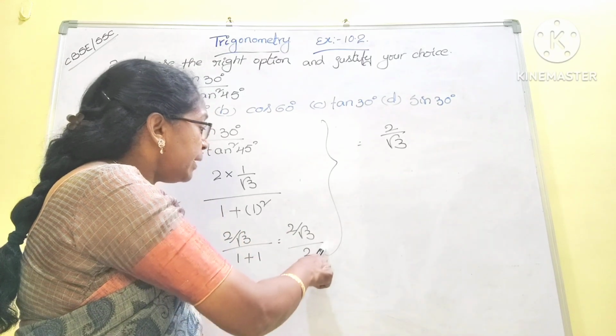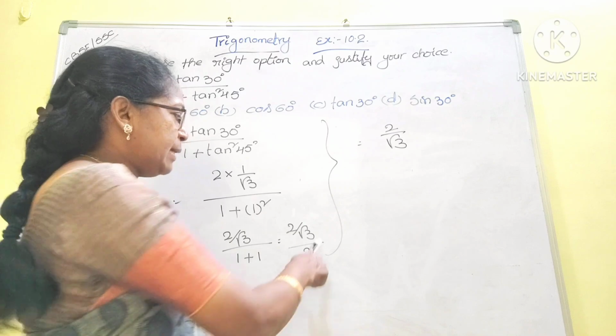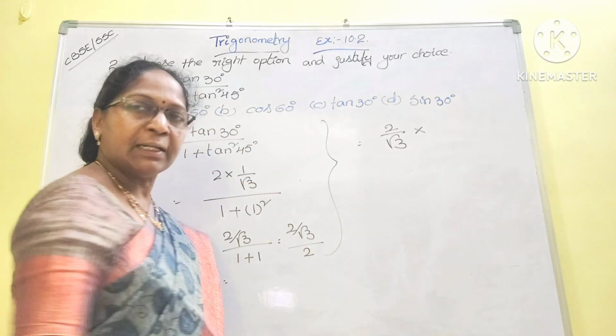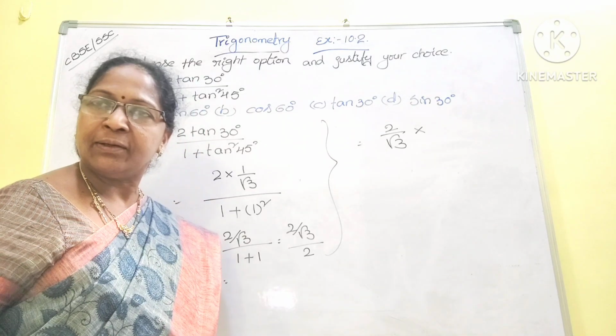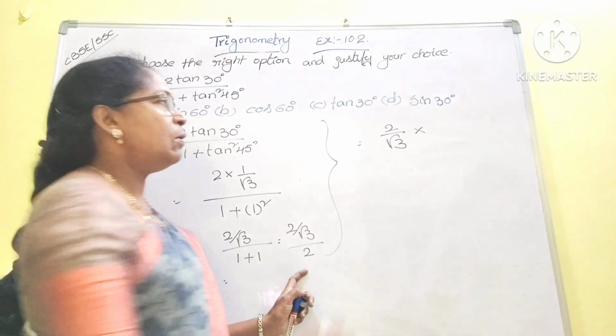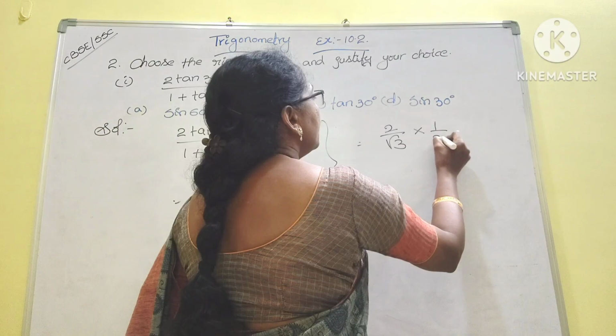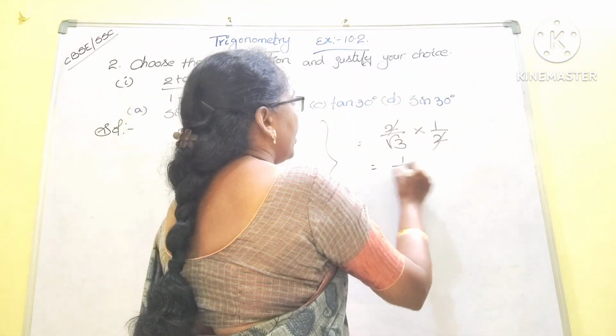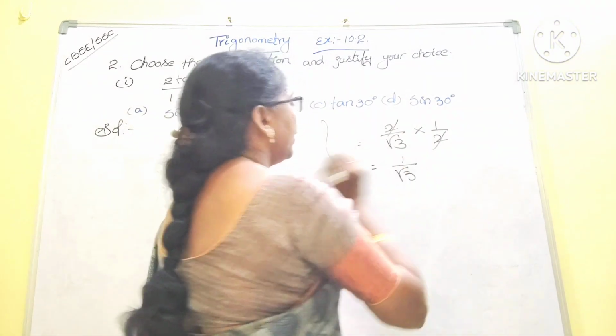Next, the denominator becomes the multiplicative reciprocal. Then it becomes multiplication, and the denominator number becomes the reciprocal. So what is the reciprocal of 2? That is 1 by 2. Where 2 and 2 will be cancelled, the value equals 1 by root 3.